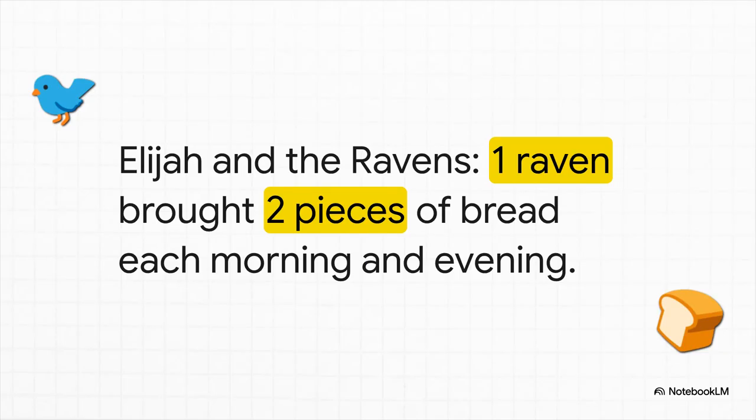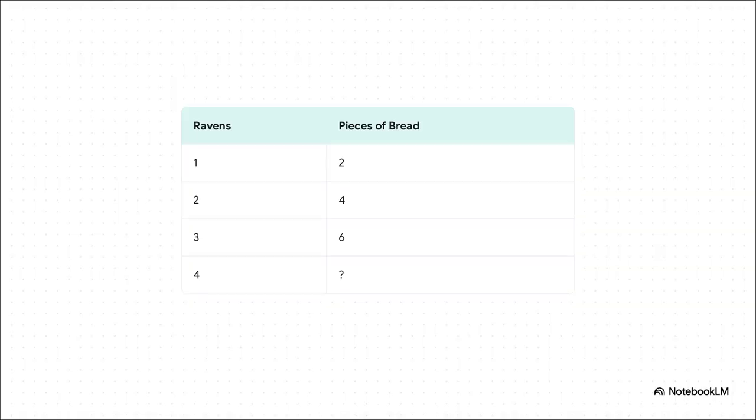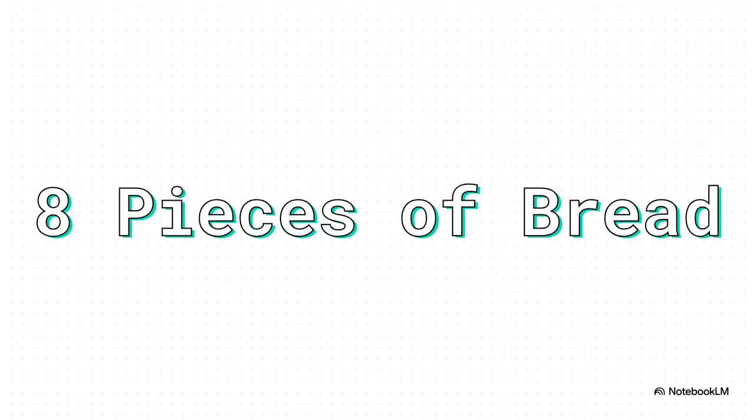Pretty neat. Okay, let's try one more just to really lock this concept in. This time, the story is about the prophet Elijah being fed by ravens out in the wilderness. Now, this time, the ratio is even more straightforward. It's just 1 to 2. For every 1 raven, 2 pieces of bread show up. So that means 2 ravens bring 4 pieces, 3 bring 6. Once you see the pattern, you can totally predict what's coming next. It's all about that constant, reliable relationship. And, of course, 4 ravens would bring 8 pieces of bread. See, each example reinforces the exact same mathematical logic, it's just wrapped in a different, memorable story.